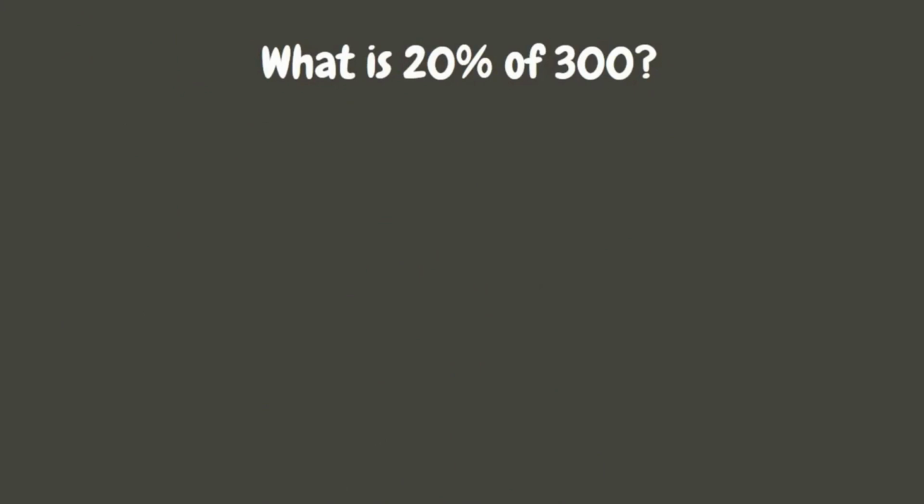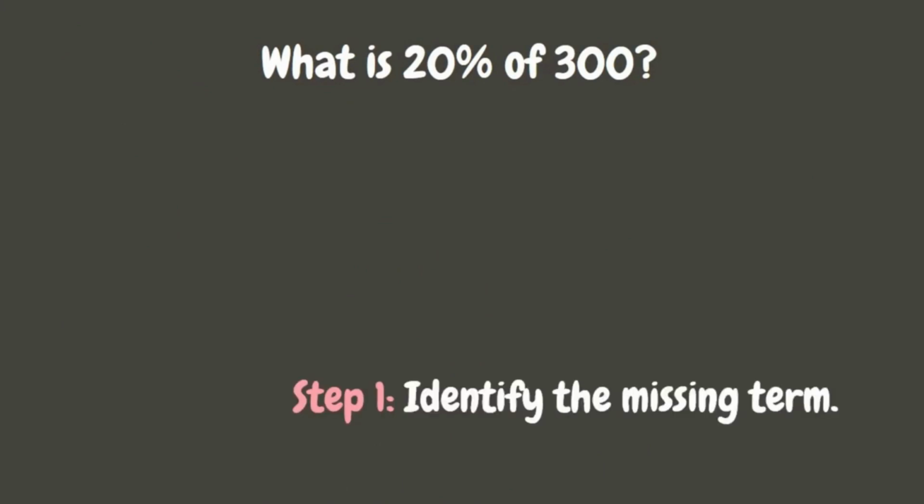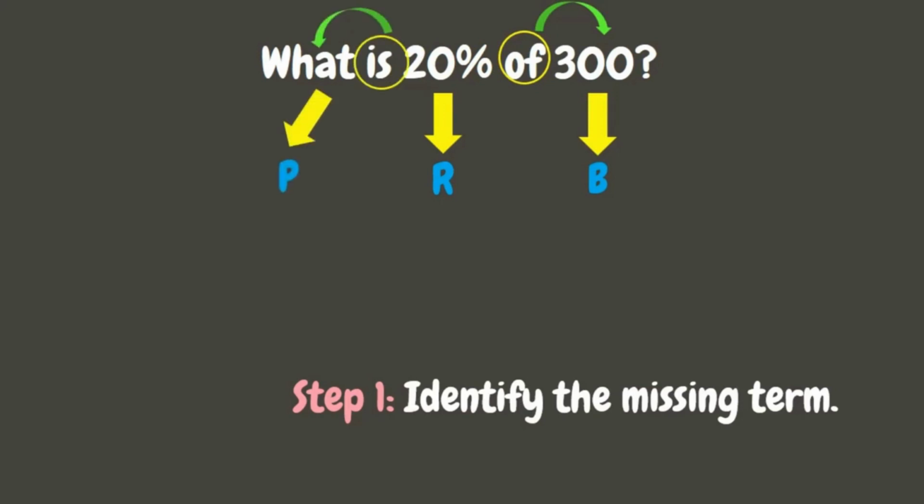Let's try our first example. What is 20% of 300? The first thing that we need to do is to identify the missing term. We all know that if the value or the number has percent sign, that is the rate. And the number which comes after the word of is the base. That means the missing term is percentage, which is beside the word is.